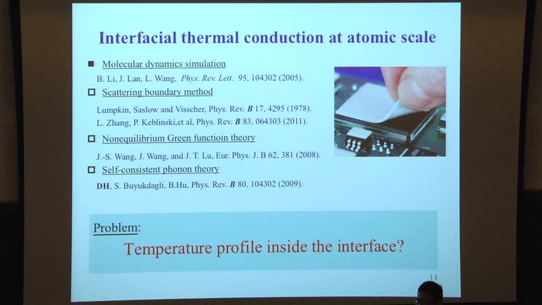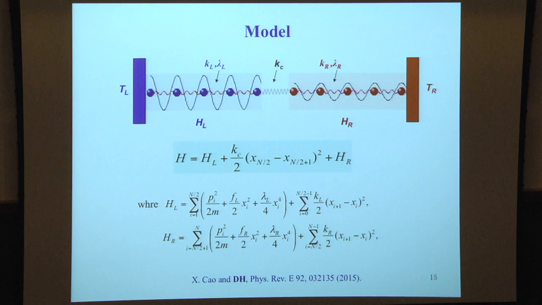So we do know that there's a boundary jump at the interface, but we don't know the details inside the interface if we look at it on the atomic scale. If we want to study the temperature profile inside the interface, we should know the details of the interface. It turns out there are plenty of detailed results, and somehow counterintuitive results may occur. For this purpose, we considered a microscopic model.